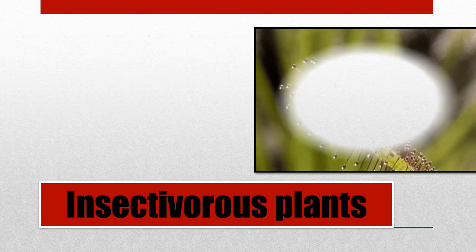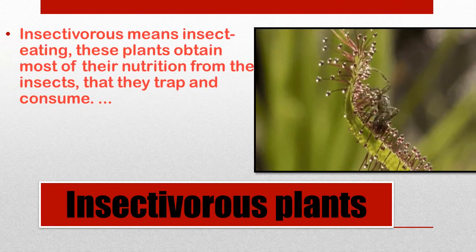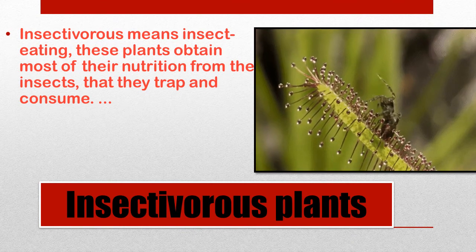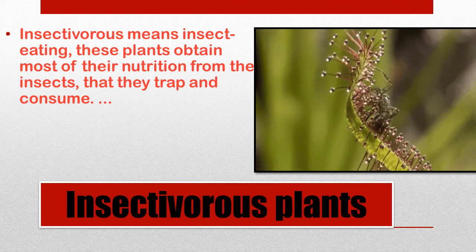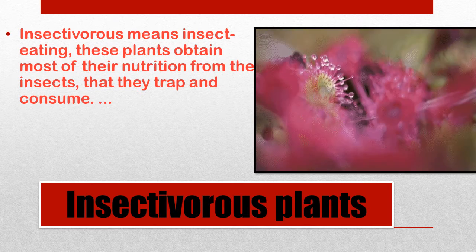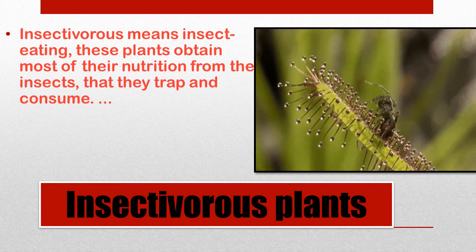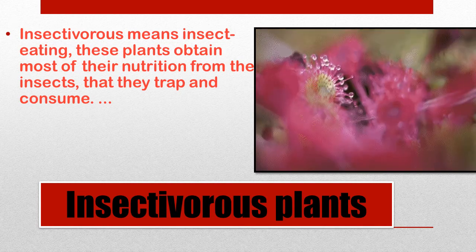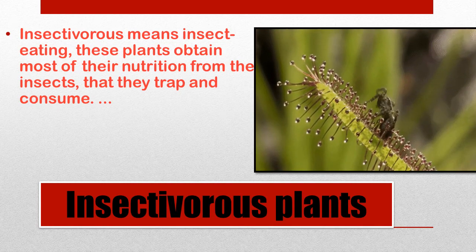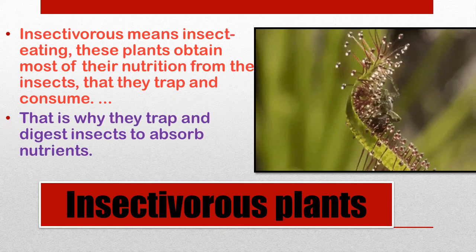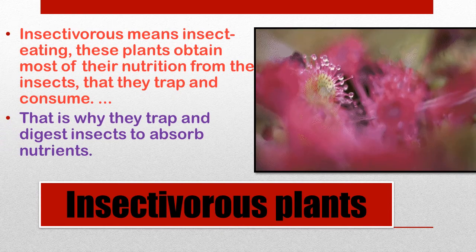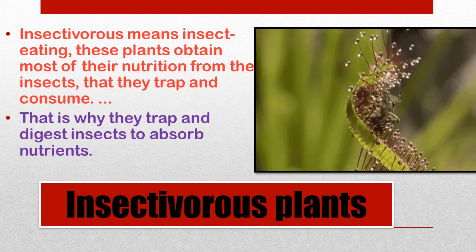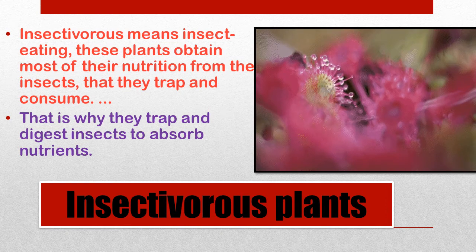All right, so these are insectivorous plants, and insectivorous means insect-eating plants. These plants obtain most of their nutrition from the insects that they trap and consume. You can observe in the alongside picture that these plants are taking the insect inside, and they obtain their nutrition from that insect. That is why they trap and digest. That means first they trap the insect which sits on the plant, and then they digest the insect to absorb its nutrition.